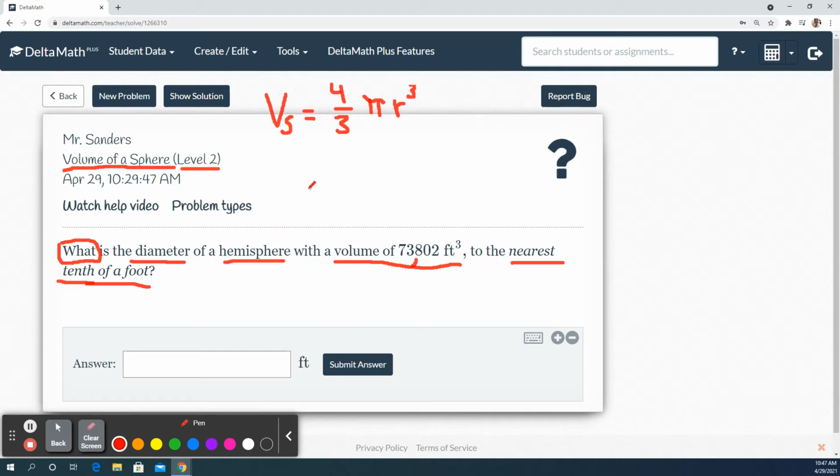All right, now there's some shortcuts that we can do. If I wanted to do it the long way, I would just divide everything by 2 and use that formula. But let's go ahead and take it the easy way on here. Let's not make it any harder than we need to be. All right, so we have a hemisphere. Let's go ahead and draw our hemisphere again.